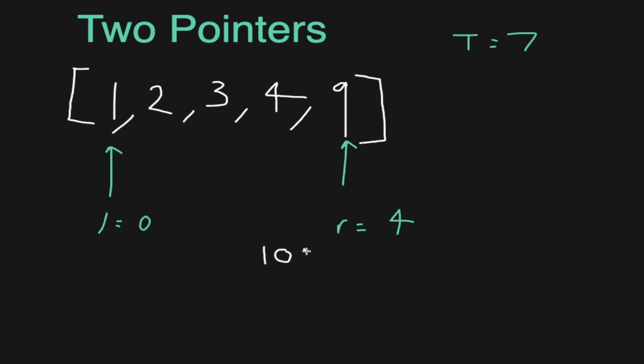So let's just write these steps out. 10 is greater than 7. And since the sum of the two numbers that our left and right pointers are pointing towards is greater than our target, we need to move the right pointer left one. So we move that right pointer to the left one.